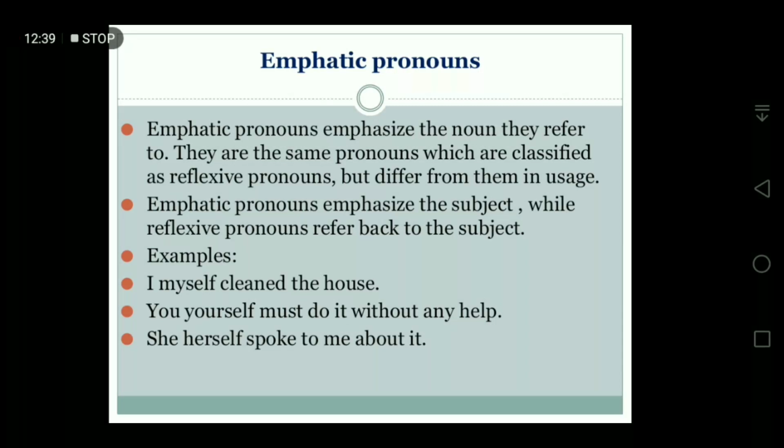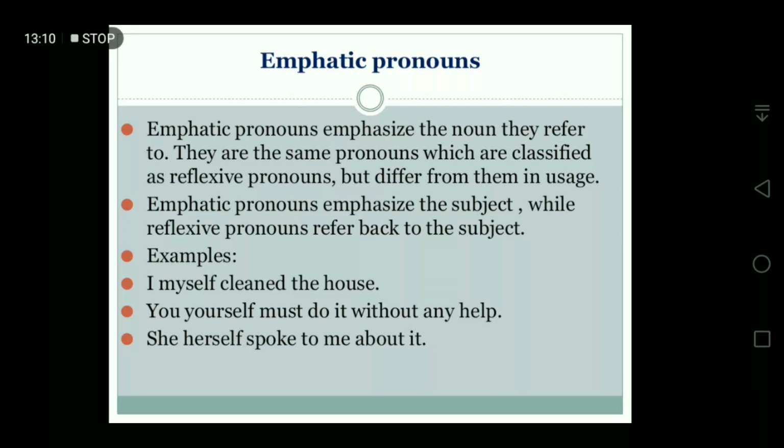Look at the examples. I myself cleaned the house. You yourself must do it without any help. She herself spoke to me about it. So we add emphatic pronouns after the subject so that it emphasizes the subject.